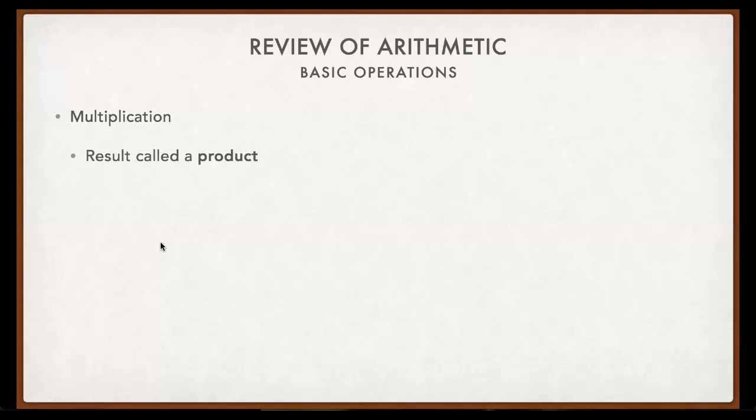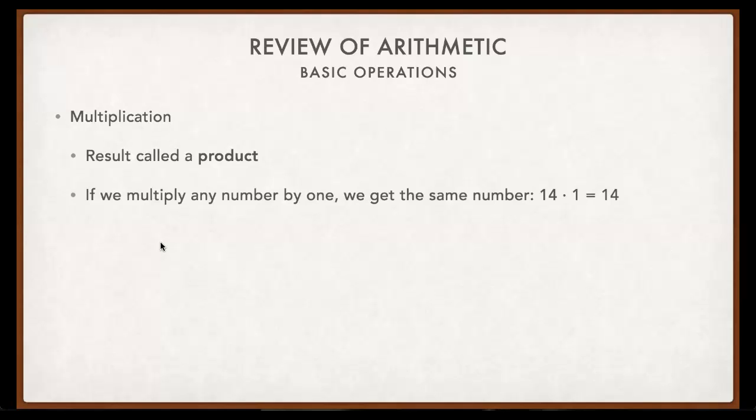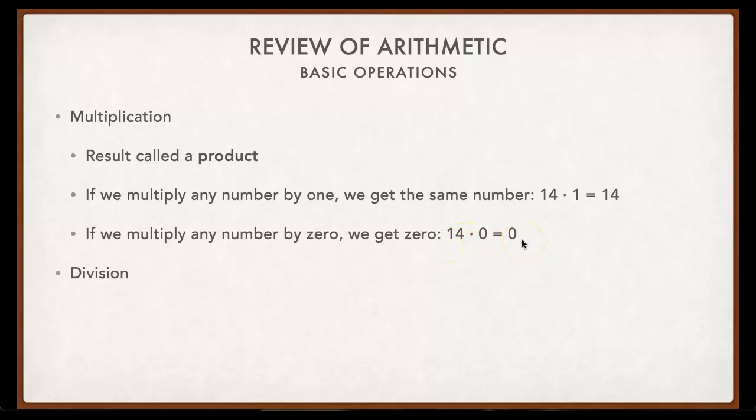Multiplication, we multiply two factors together and get a product. In order to get any number to produce itself again, we multiply by 1. Any number times 1 is the same thing. 14 times 1 is 14. What we can also do here is we can multiply any number by 0, and then we get 0. If each bag has 14 potato chips in it, and you have 0 bags, well, then you have 0 potato chips.